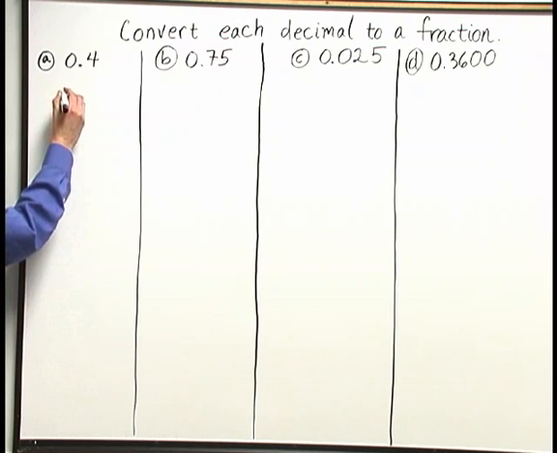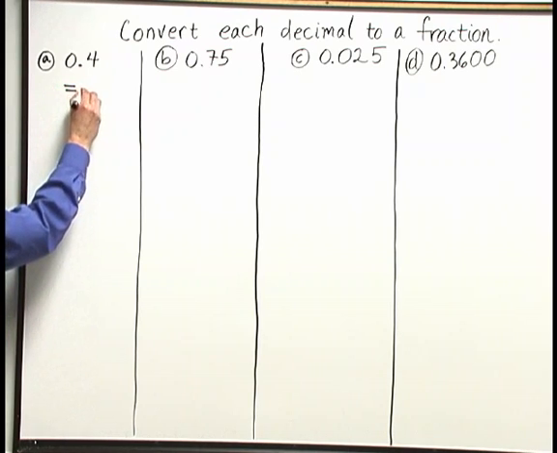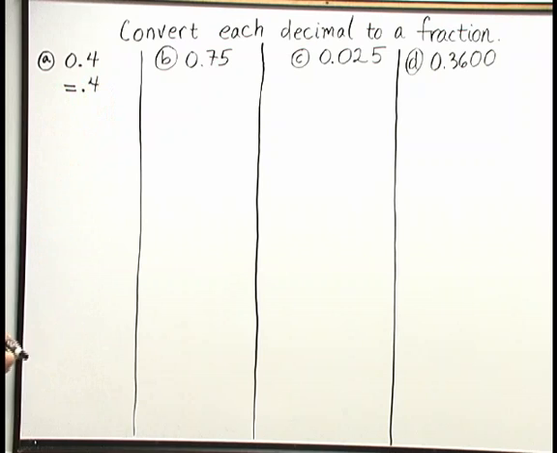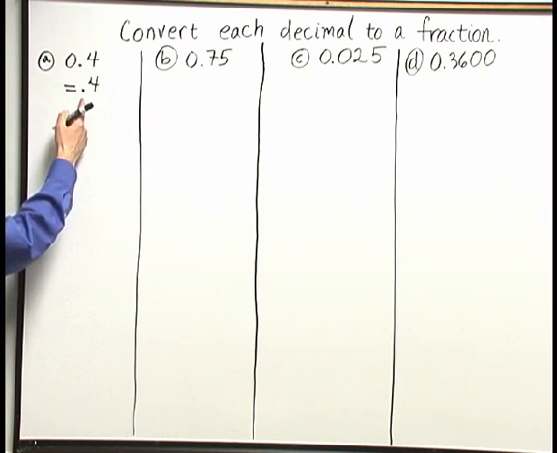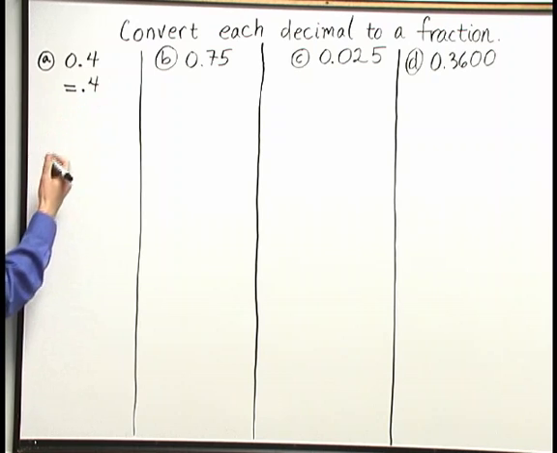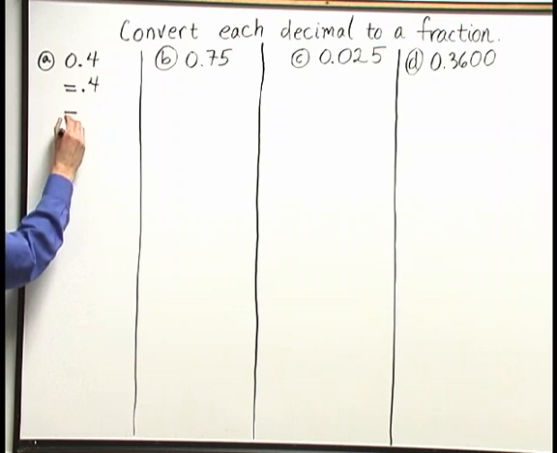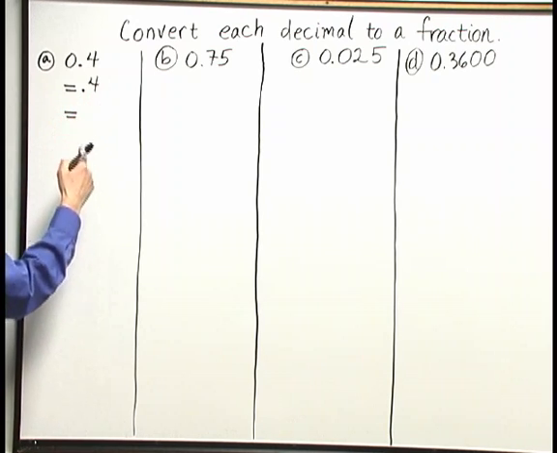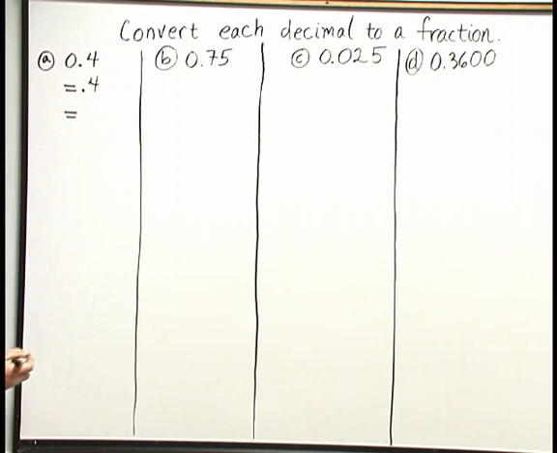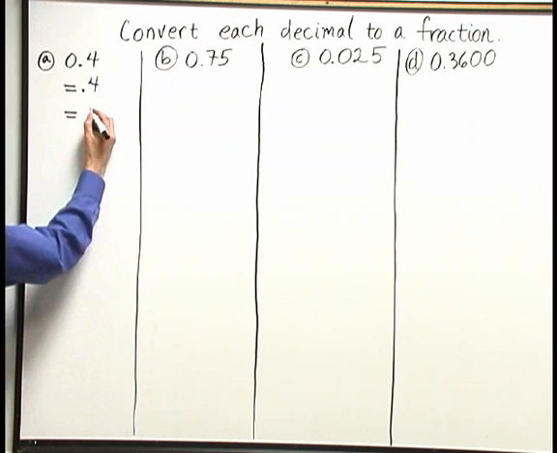0.4 can also be written as .4. The 0 in front is optional, not required. Now, if I want to convert 0.4 to a fraction, I want to think about the place value of that 4. 4 is just to the right of the decimal point. That's in the tenths place. So I can rewrite this decimal as 4 tenths.